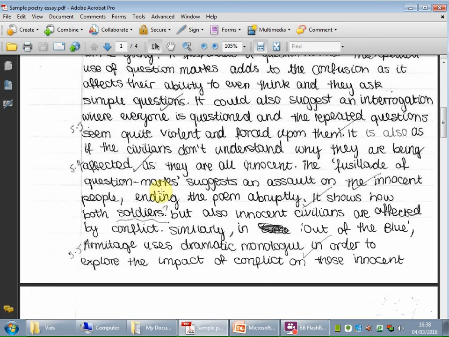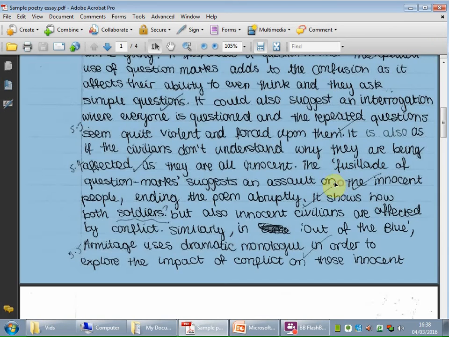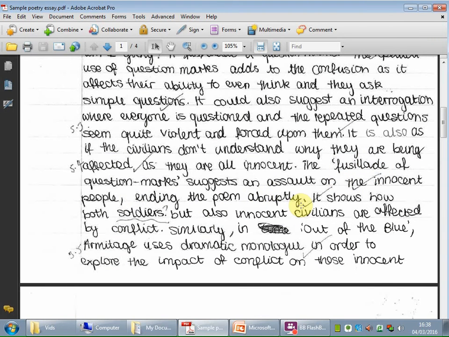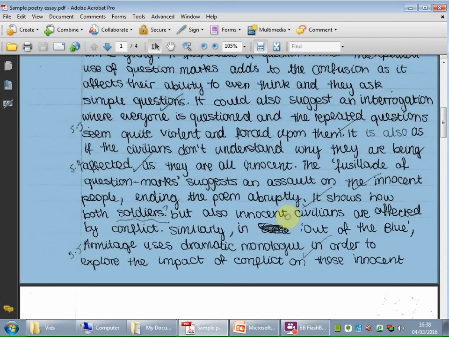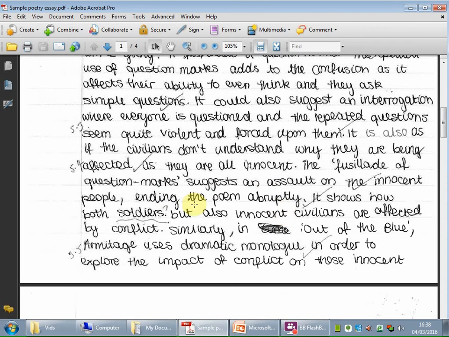The fusillade of question marks suggests an assault on the innocent people, because fusillade means a series of explosions or an attack, ending the poem abruptly. That means very quickly. That's a nice way to put it. And also your comment on the ending, which again is talking about structure. Openings and endings mean you're talking about structure.